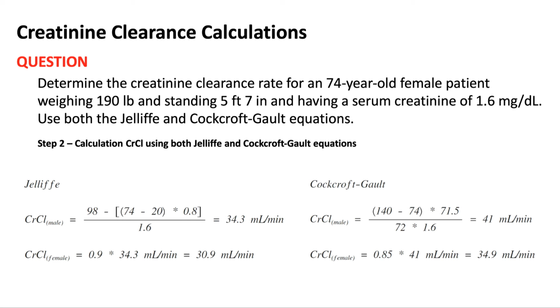So if we compare those values, the Jelliffe was 30.9 and the Cockcroft-Gault was 34.9. They're close, but they're not exact. So different formulas don't give you exactly the same values. And certainly with the Cockcroft-Gault formula, different weights in the formula will give you very different values. So that's why you need to try to get as reasonable an estimate as possible. It's important to always try to make sure you're using the most appropriate formula and the most appropriate weight in that formula. And so that part of that is important.